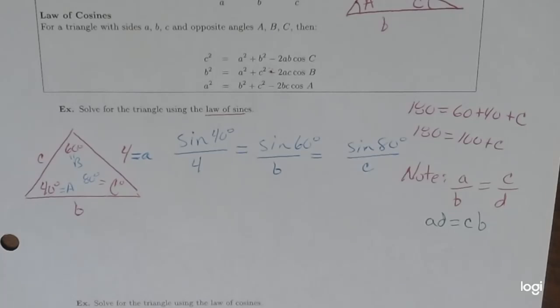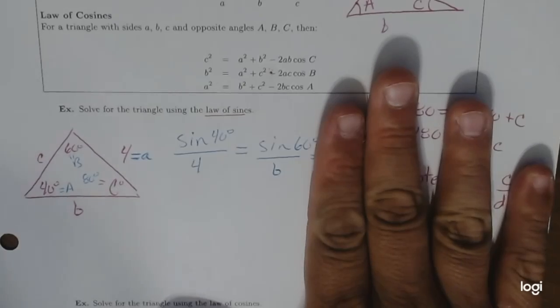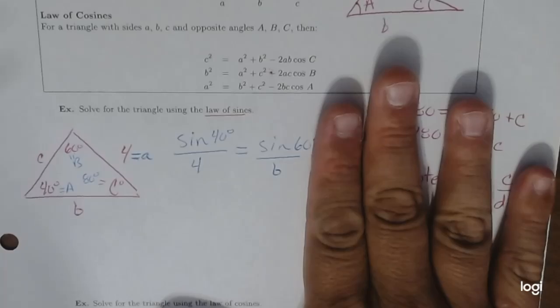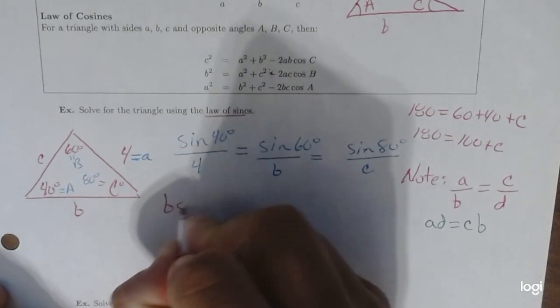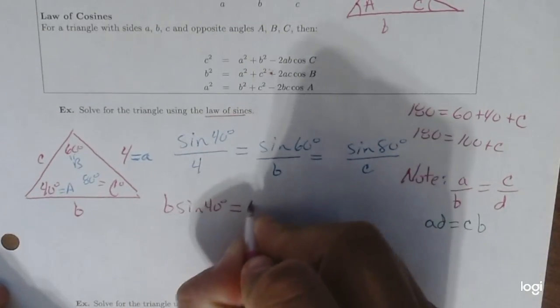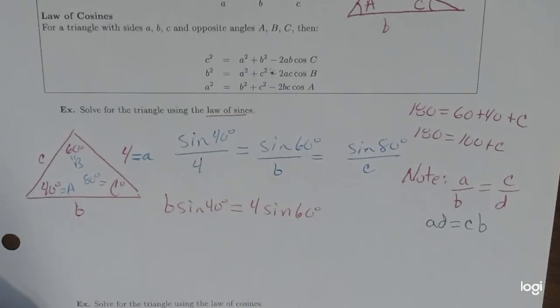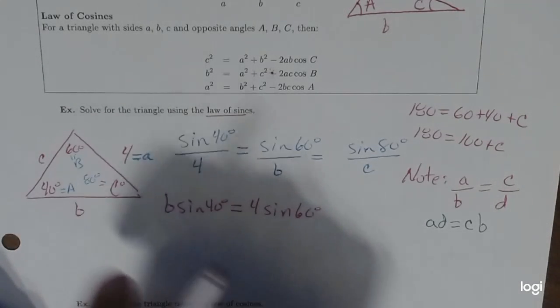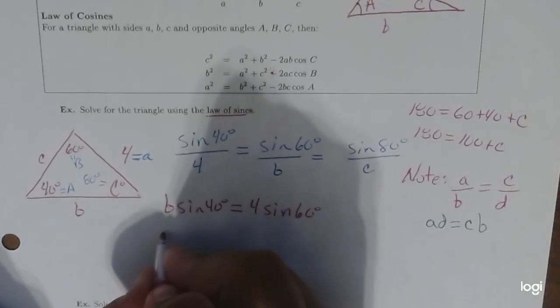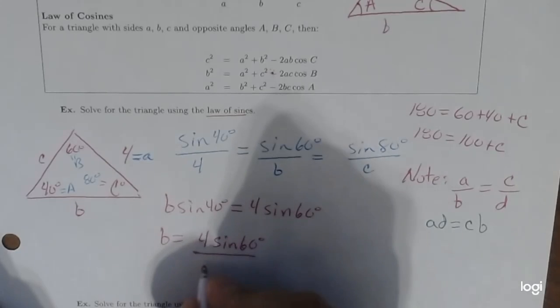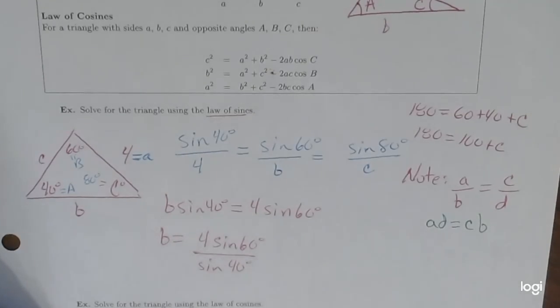That's what we're actually going to be using here. We're literally just going to cross multiply, and then solve for B. So this is going to be B times sine of 40 is equal to 4 times sine of 60. And remember, we want to solve for the other sides, so we just divide by sine of 40. So side B is 4 times sine of 60 divided by sine of 40 degrees.